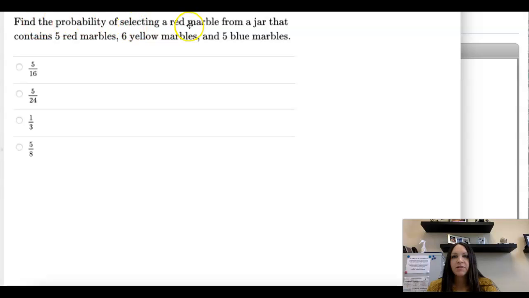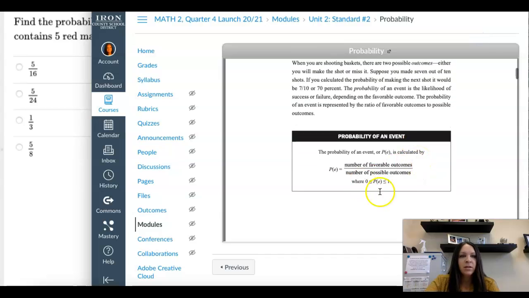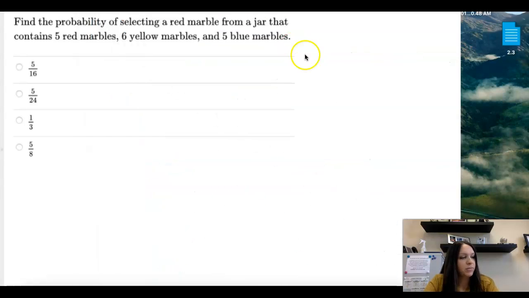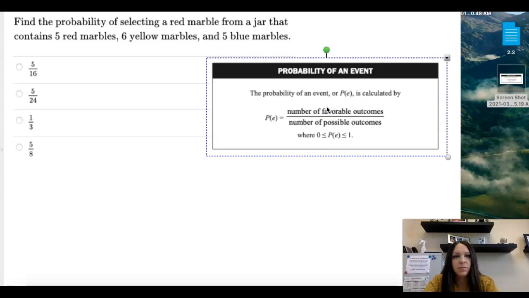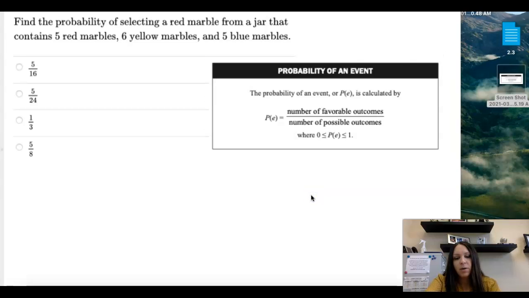Find the probability of selecting a red marble from a jar that contains 5 red marbles, 6 yellow marbles, and 5 blue marbles. So when we're talking about probability, we are looking at this formula. I'm going to just make a copy here so I can pull it in. So I want number of favorable outcomes divided by number of possible outcomes. That's the formula for probability.